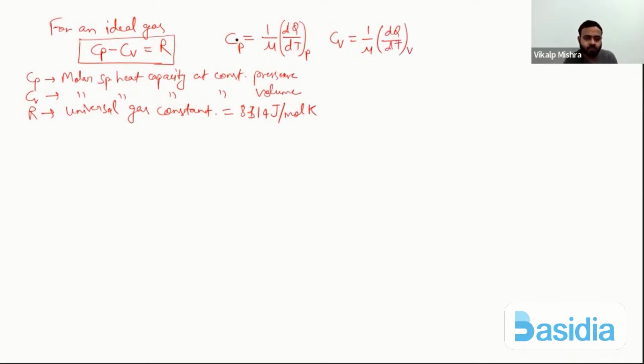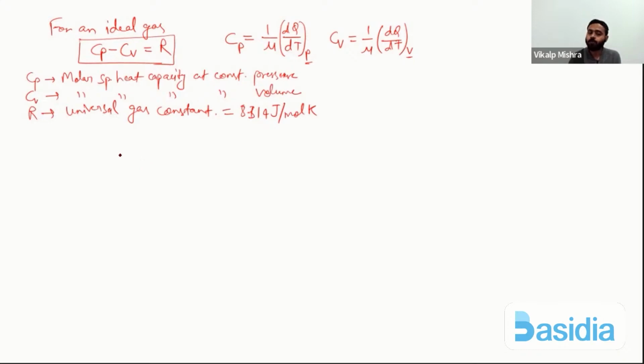Here we are supplying heat at constant pressure, and here we are supplying heat at constant volume. As I told you, specific heat capacity depends on the process by which we are supplying heat to the substance. So here our process is constant pressure, and here our process is constant volume. Now we are going to prove this relation.